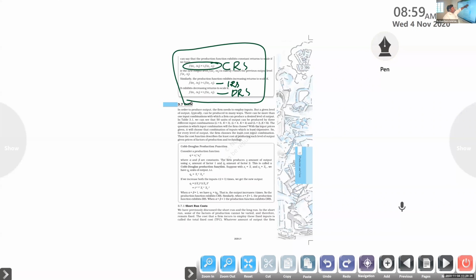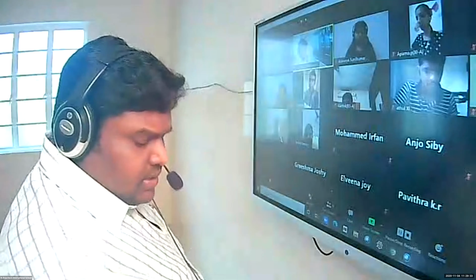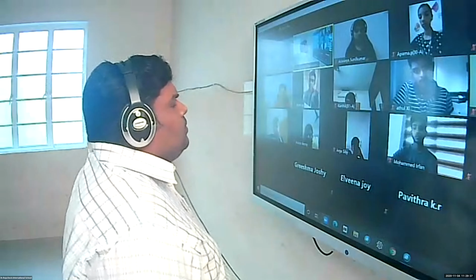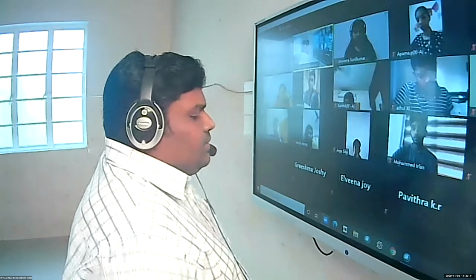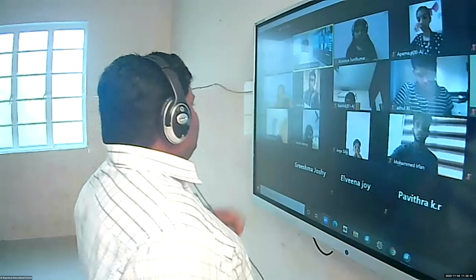Okay, so if it is clear, we are moving to the next one, costs. So what do you mean by cost of production? What is the idea of cost of production? What have you understood by the term cost of production? Remuneration. Okay, that is almost equal to the remuneration that we pay for the factors of production.